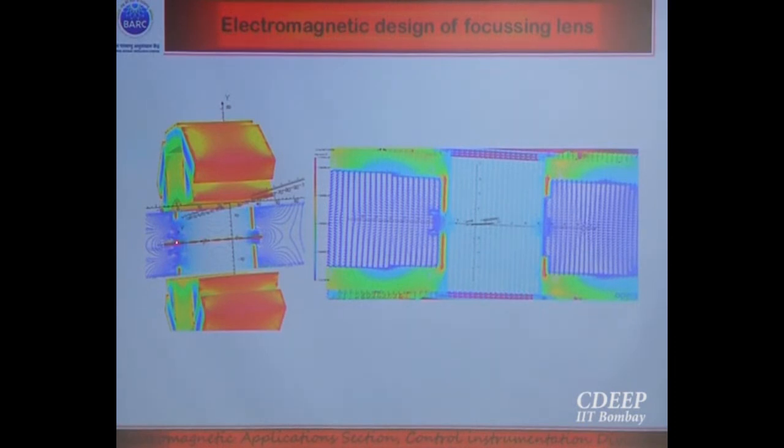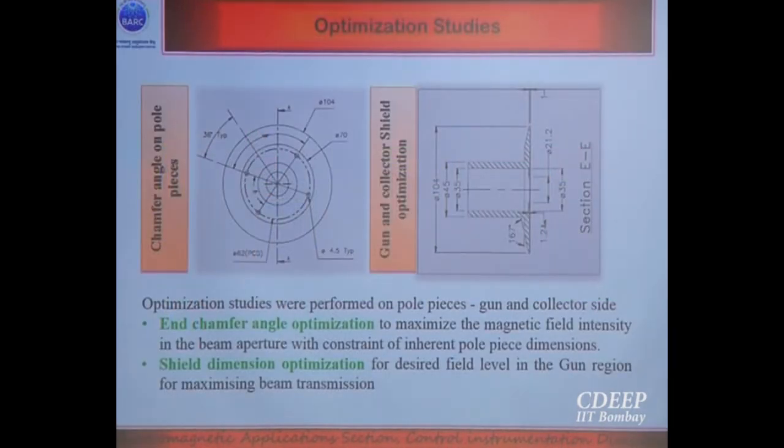Through the field arrow plots, we ensure that the field directions and the magnitude are optimized in the gun region as well as in the RF region. So these are the optimization studies. In dimensional terms, we optimize the outer dimension of the shield, then the chamfer angles, and the shield length also, which decided the level of the field at the cathode gun. This parameterization was done taking one parameter at a time, and then at the end solving, taking all the parameters into account.